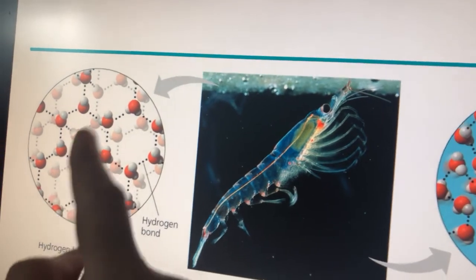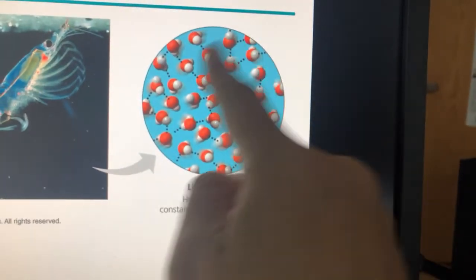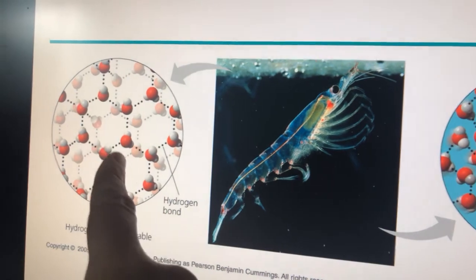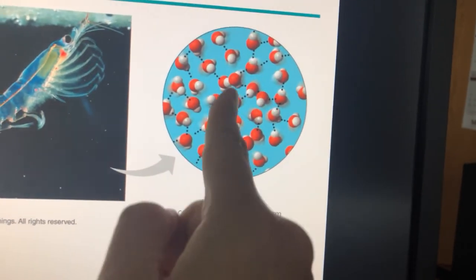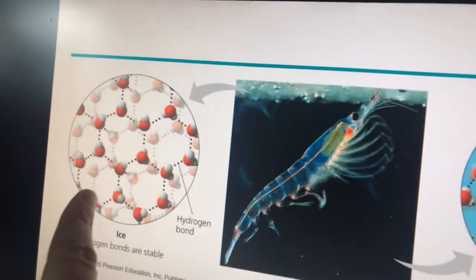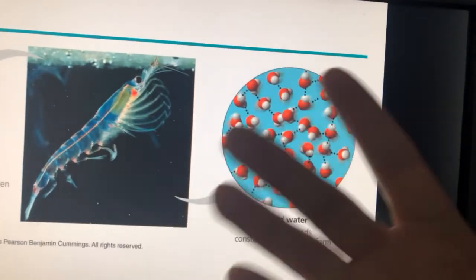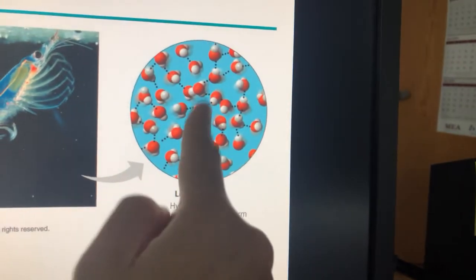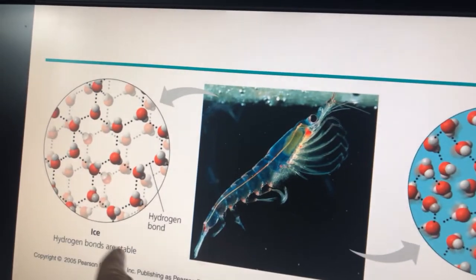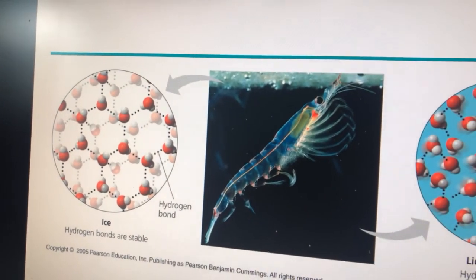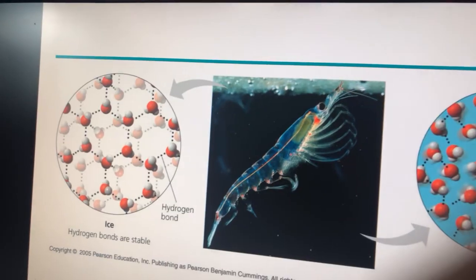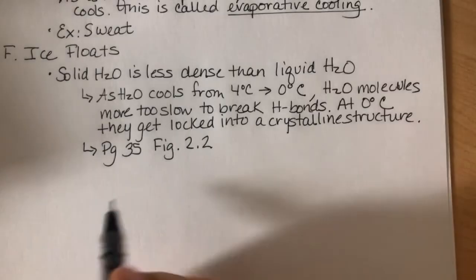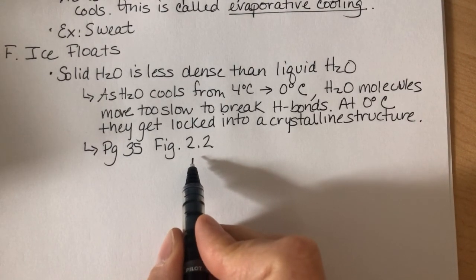And so if this circle and this circle are the same amount of space, and we counted up how many water molecules are in this space versus this space, there's more water molecules here than here, which is what density is. You would have more mass per volume here than you would here. So ice is less dense as a solid than as a liquid. Let me go back to the page. Okay, so that's what figure 2.2 is showing you.